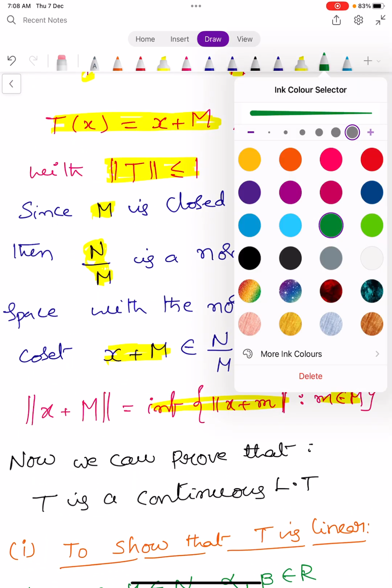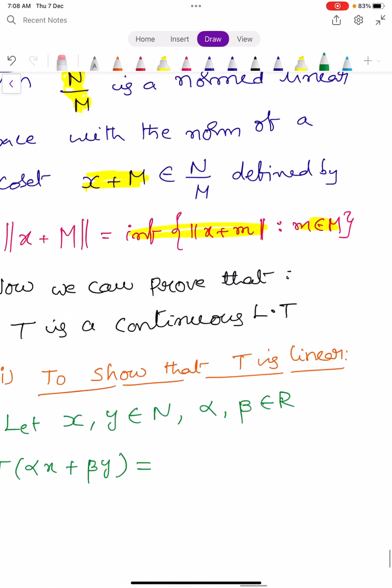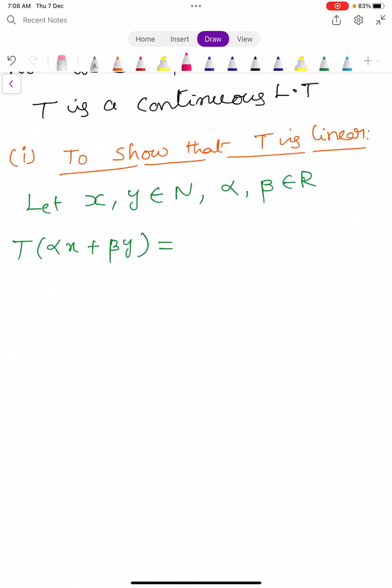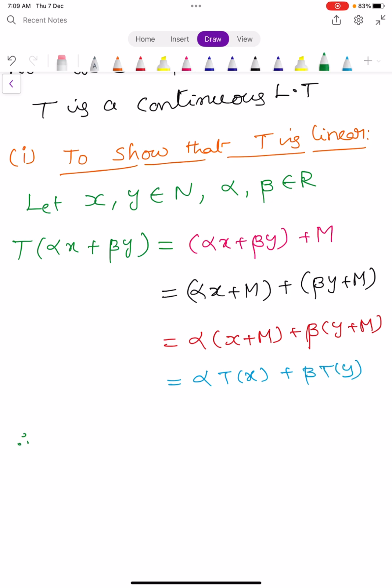T? See here, T of x is equal to x plus M. By using the definition, T of alpha x plus beta y can be written as alpha x plus beta y plus capital M. Now apply the definition of addition of cosets: alpha x plus M plus beta y plus M. Again, by scalar multiplication of cosets, it can be written as alpha into x plus M plus beta into y plus M. Again, by applying the definition of T, it can be written as alpha into T of x plus beta into T of y.